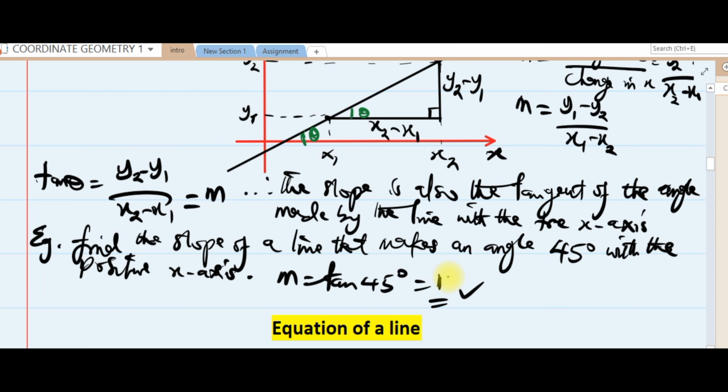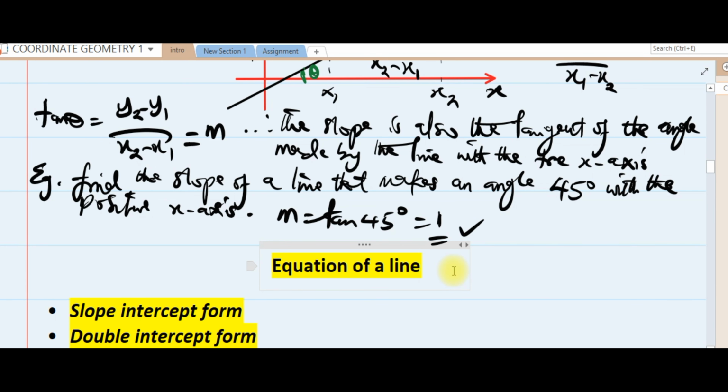So if you are to find the slope of a line, either you are given two points or you are given the angle made by that line with the positive x-axis.